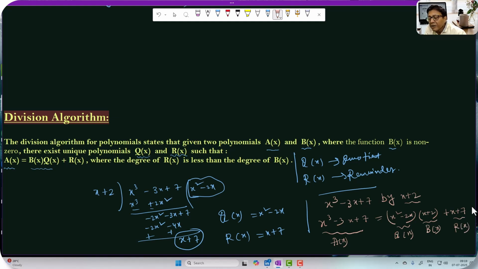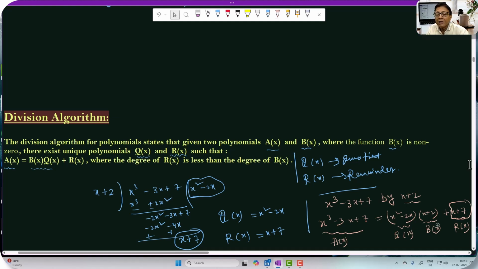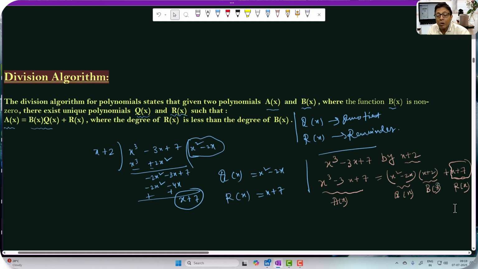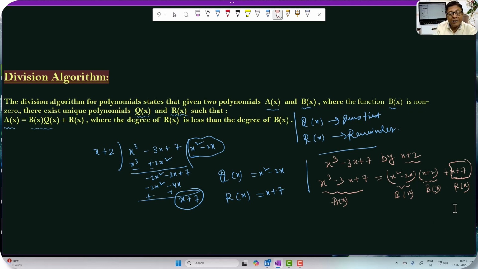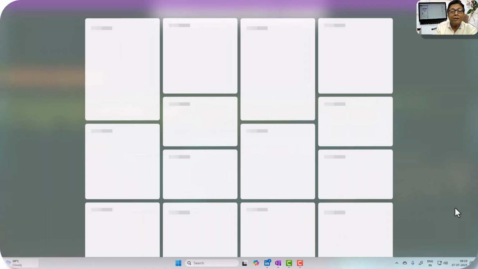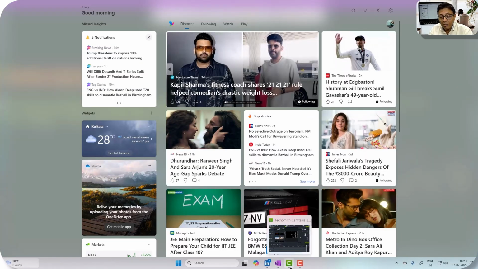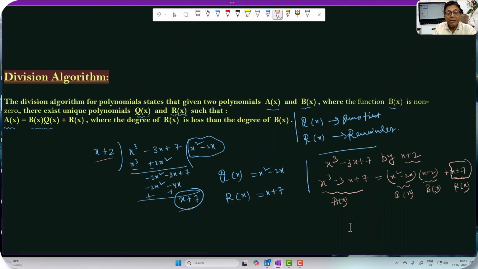You can see that the degree of x plus 7 is 1. Okay? So the question arises, is the division complete? No, division is not complete. That's why I have stopped here. Because here the degree of this thing is equal to the degree of this. We can divide once more. How to divide it? Here you take, so long as it is not completed, it will show you that the degree of this is larger than or equal to this.